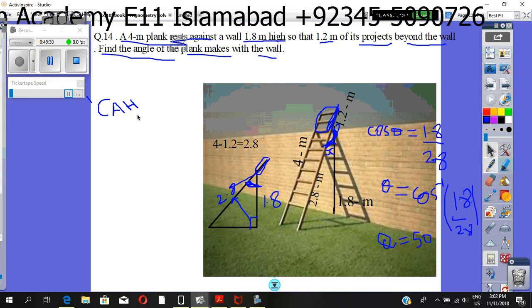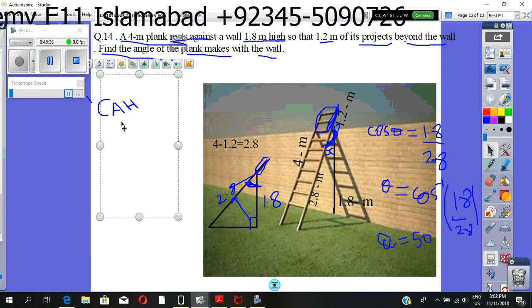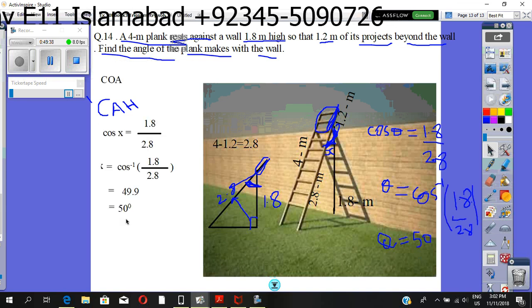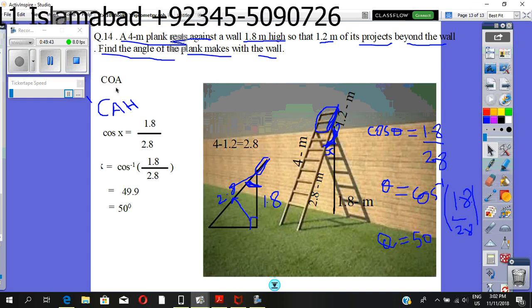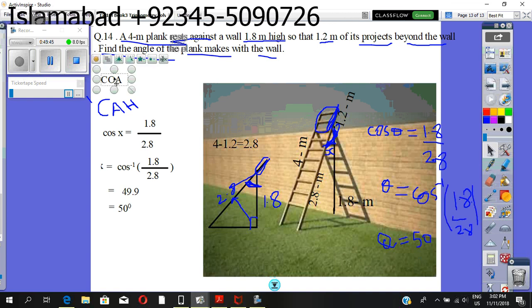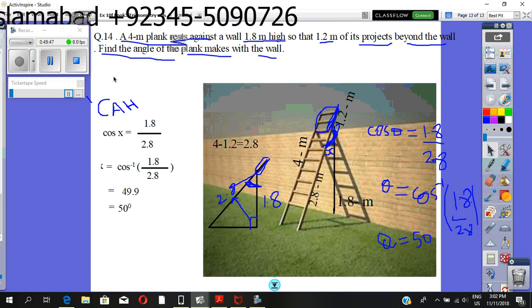Okay, let's check the solutions. We have already the solutions, sorry for this one.